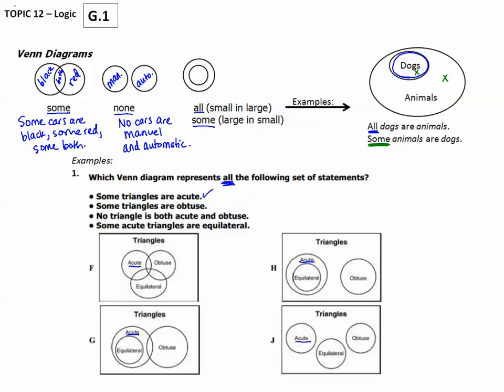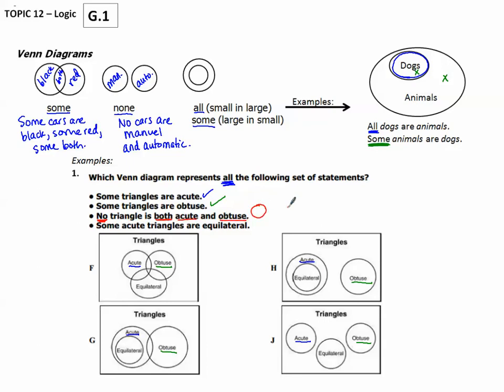Let's look at the next one. Some triangles are obtuse. So in the triangle group, I need to see obtuse. I see it, and I see it in all of them. Some of the triangles are obtuse. Yes. Next. No triangle is both acute and obtuse.